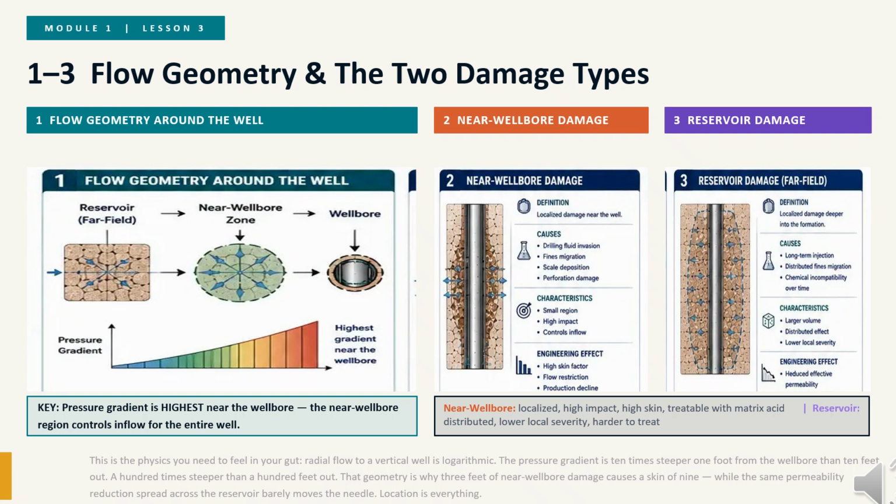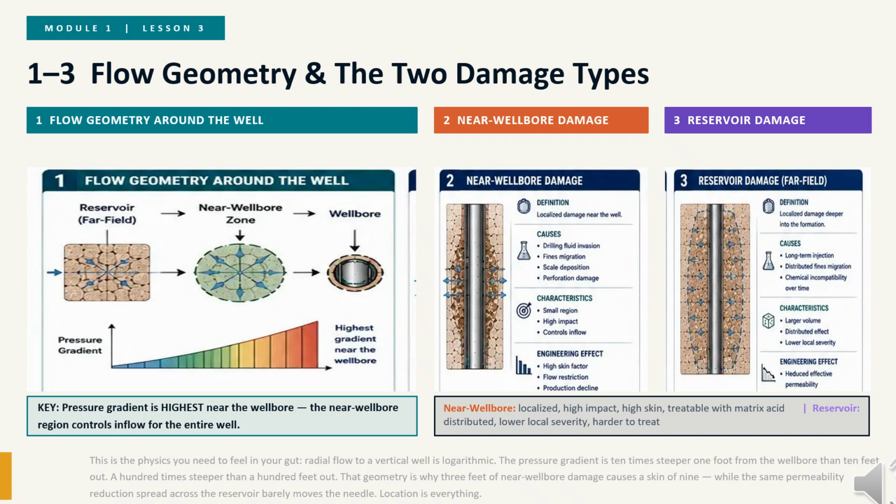As fluid moves toward the well, the flow area shrinks. Everything is forced into a small space. That creates a steep pressure gradient near the wellbore. 1 foot from the well, pressure drop is extreme. 100 feet out, almost flat. That is the physics.